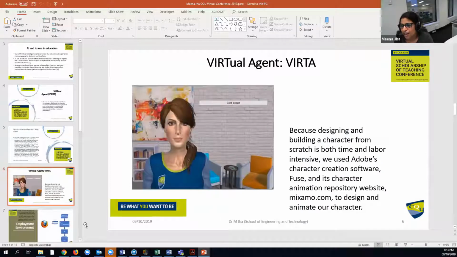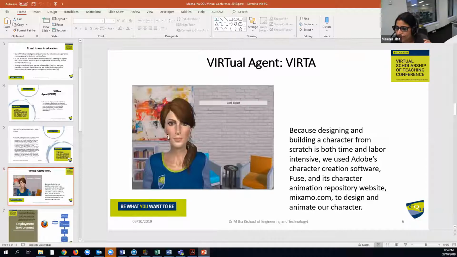This is our character we developed using Unity 3D. Designing and building a character from scratch is both time and labor intensive. So what we did, we used Adobe character creation software, Fuse, and its character animation repository website, mixamo.com, to design and animate our character.